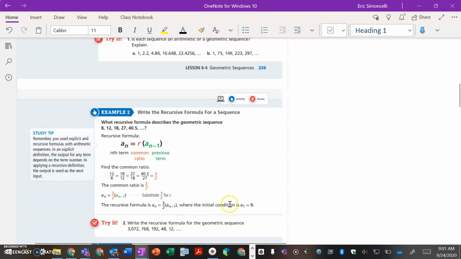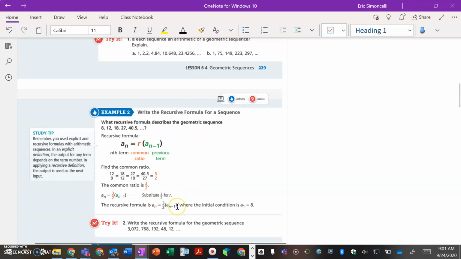Later on, we'll learn quite a bit more as far as recursive formulas go. This is just a nice warm-up to the idea that if you know what the first term is, you know a sub 1 is 8, then you can find the next term. Because 3 halves times 8 would of course be 12. So you're finding the second term. If you plug in 2 here, a sub 2 equals 3 halves times a sub 1. So 3 halves times 8 gives you a sub 2, and again that's 12. So you could use this formula to find the next term.